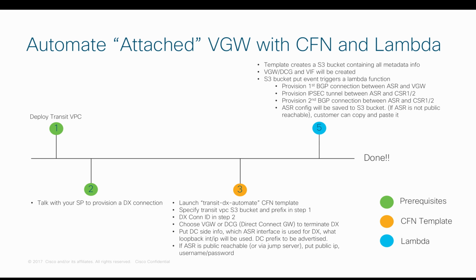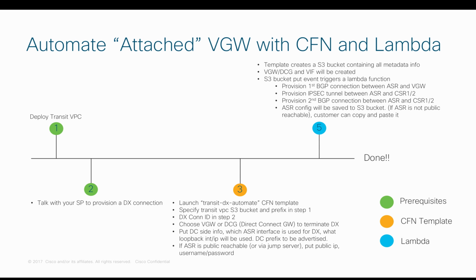If it doesn't have internet access, the Lambda function will save the configuration that needs to be applied to the router in the S3 bucket. You can just send that S3 bucket to a network admin sitting at the data center, and he will be able to copy and paste the configuration to your ASR, and then the overlay will be built. If your ASR is also available from a jump server, you can also do a jump server nested SSH, which the CloudFormation will do for you, and that's what I'm using in this demo.